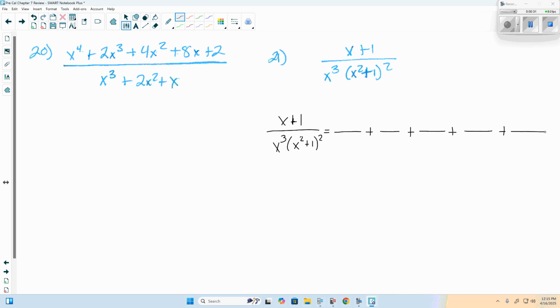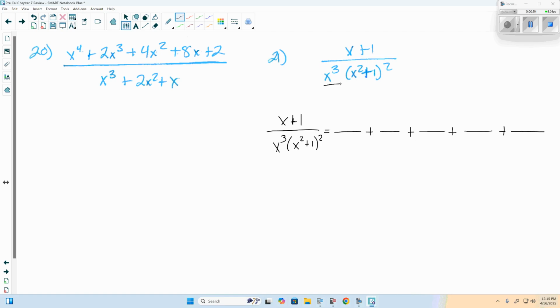All right. Last one we're looking at is problem number 21. Luckily for us, the denominator of this fraction is already factored completely. We have x to the third and x squared plus 1 squared. Well, x squared plus 1 does not factor any further than this.